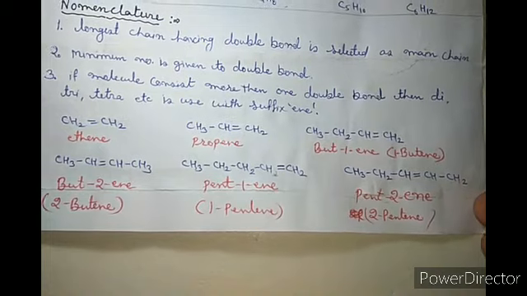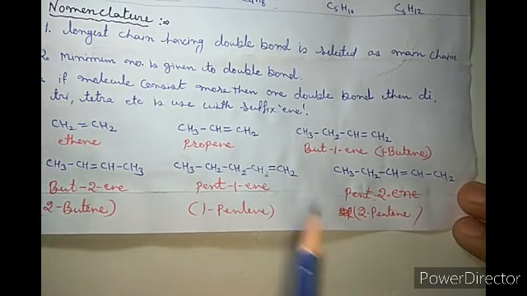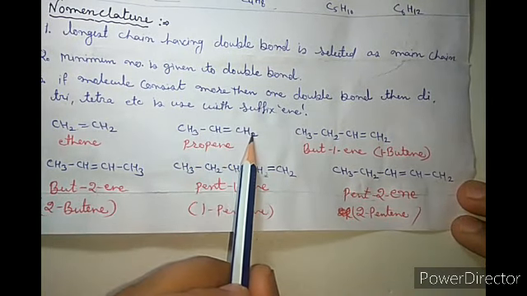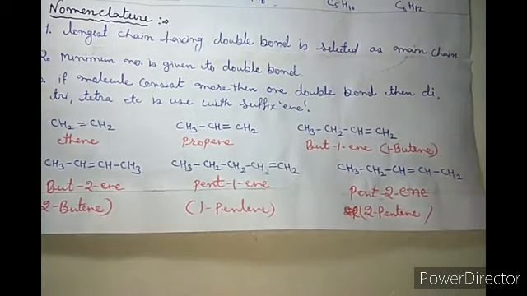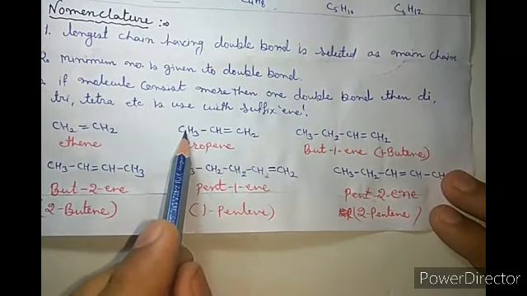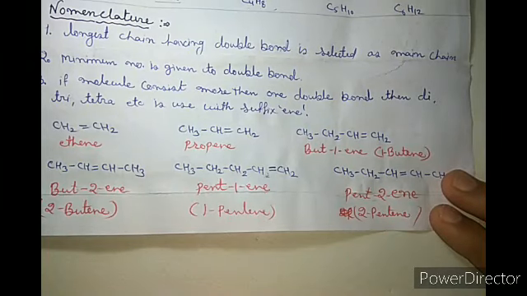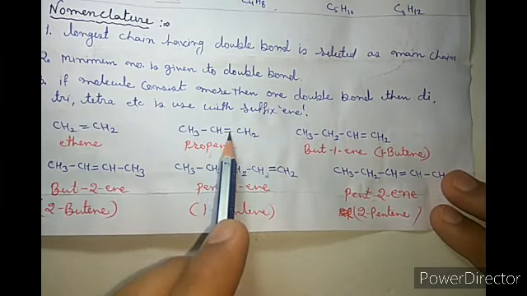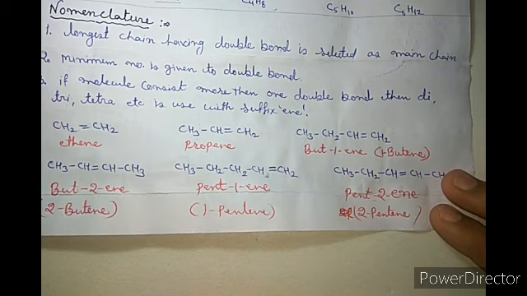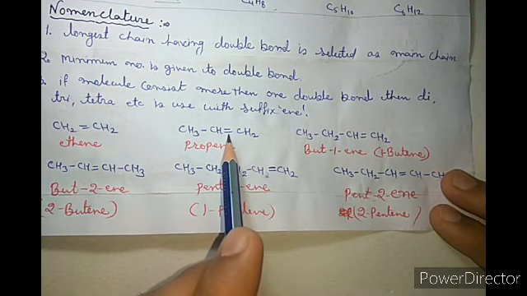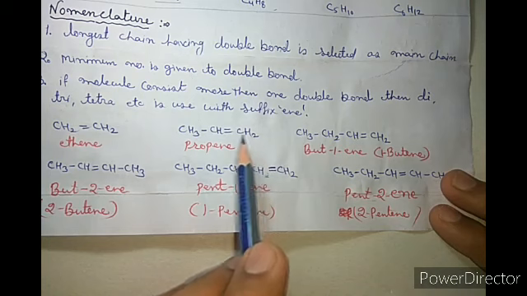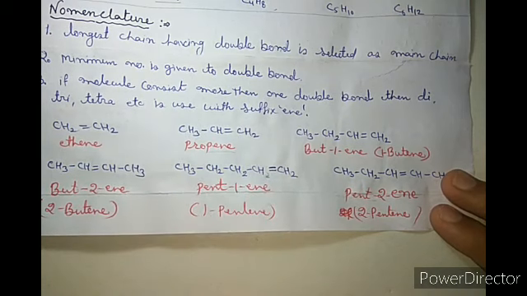Understand? The second is CH3CH double bond CH2. This time the number of carbons is 3. For 3, the word prop is used. Since there is a double bond, you know the suffix "-ene" is used, so the name becomes propene.